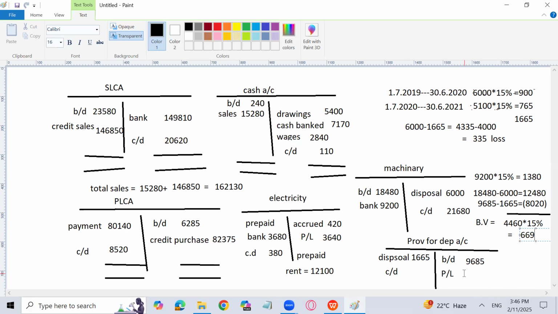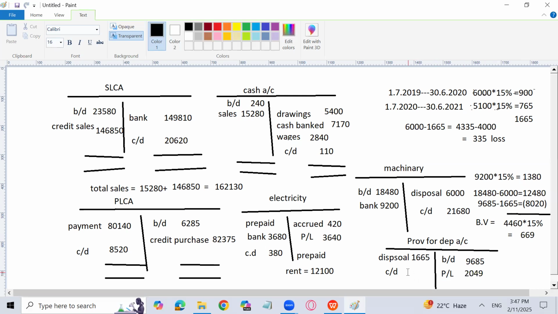You will calculate the profit and loss account figure or charge for the year, current year depreciation. 2049. The entry will be profit and loss account debit, provision for depreciation credit with 2049. Provision for depreciation is credited with 2049 because of profit and loss account. And now you can find the carry down also.